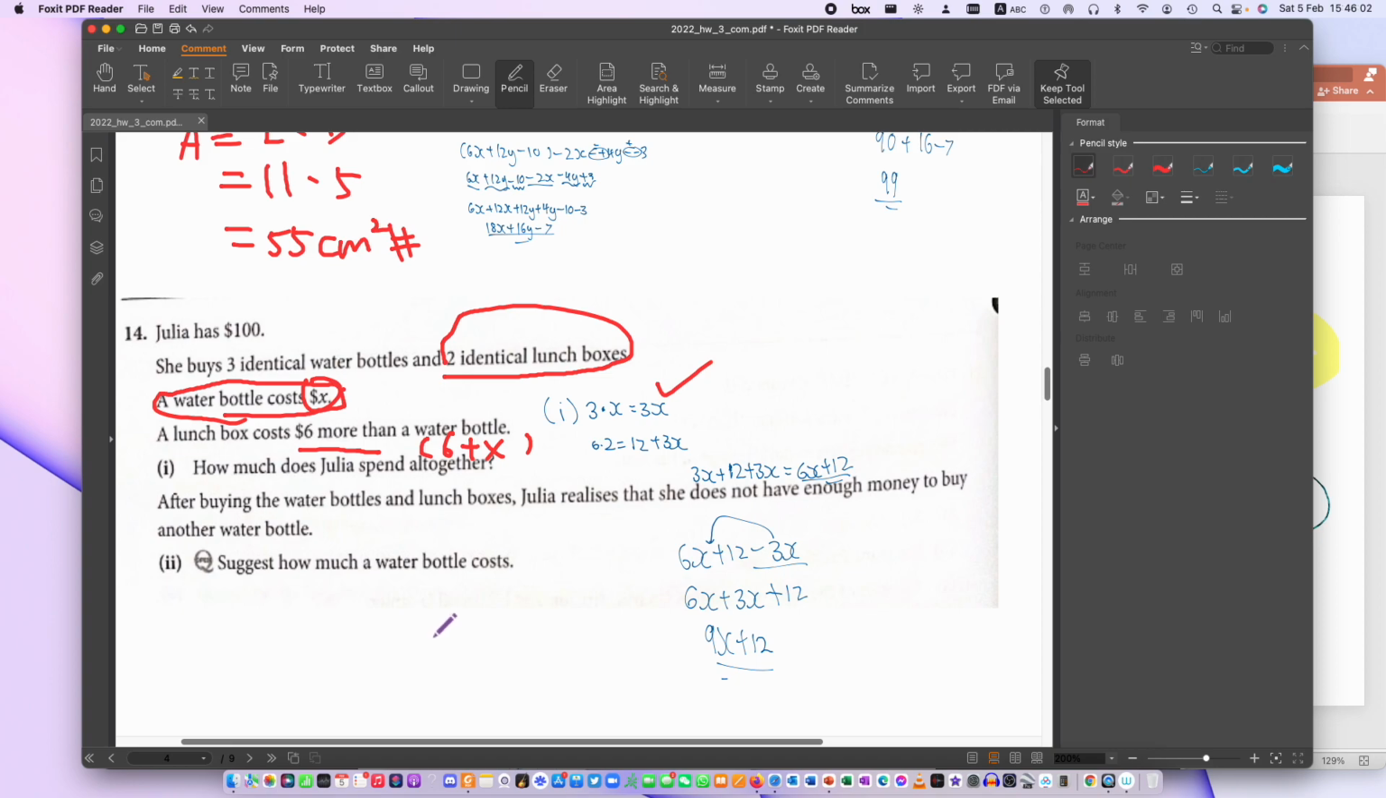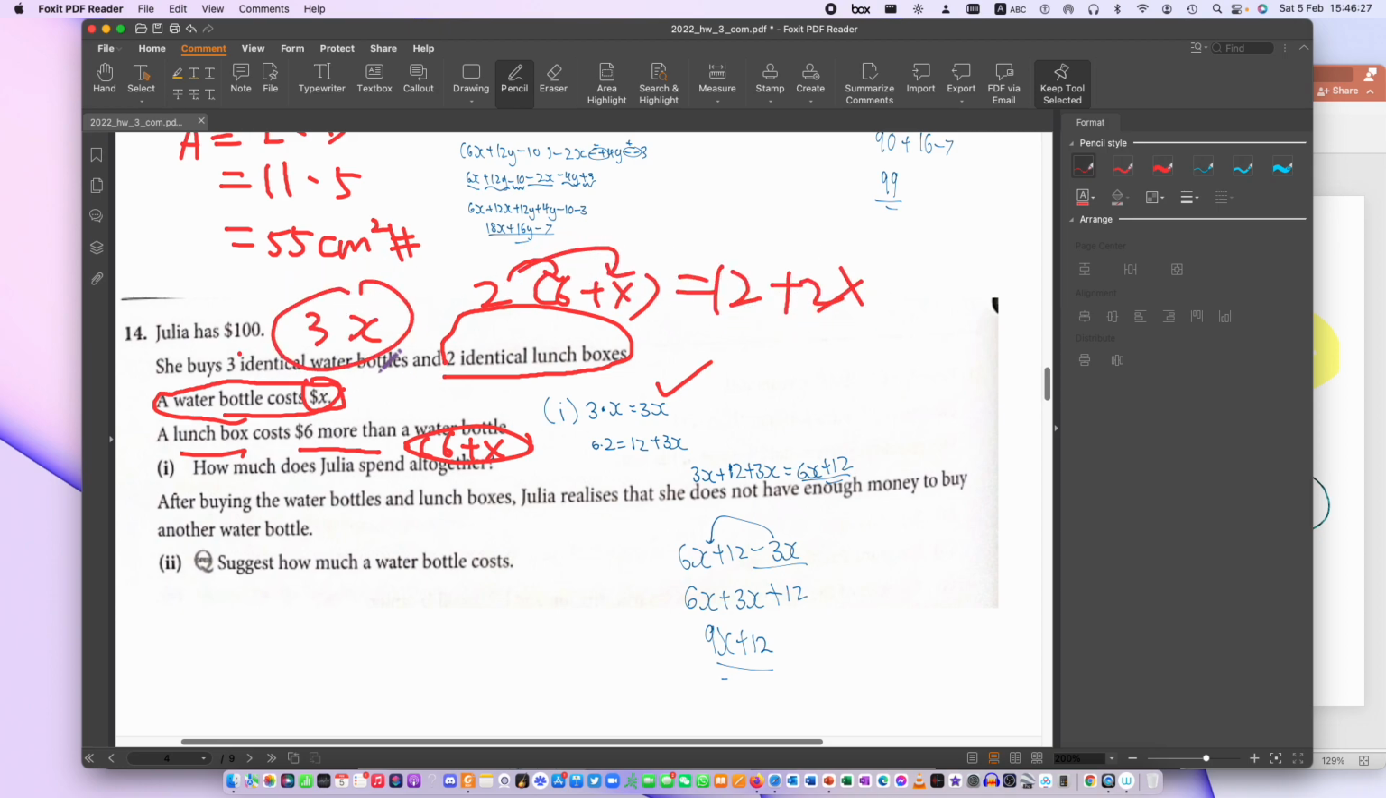So you write down 6 plus x. Did you write this down? No. Okay, good. Once you have water is x, lunch box is 6 plus x, so how many water bottles? 3 water bottles, 2 lunch boxes. So you end up with 12 plus 2x, and then you add the 3x together. Why add? Because they say all together. So it's 12 plus 5x.